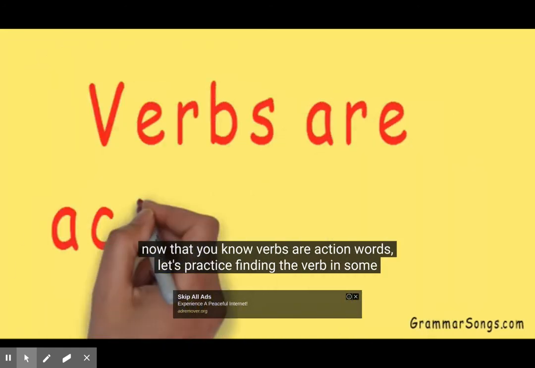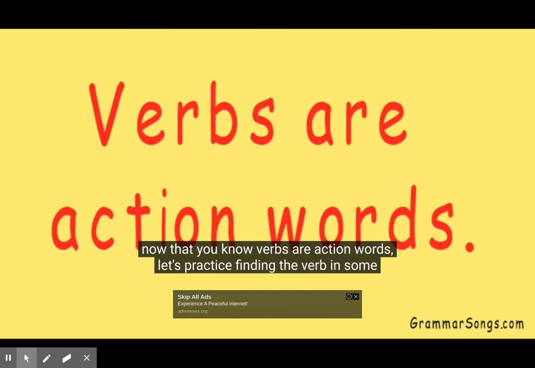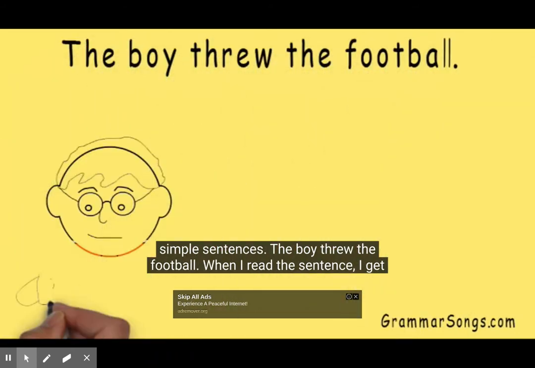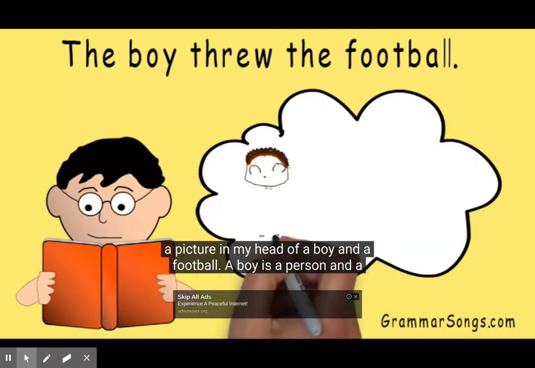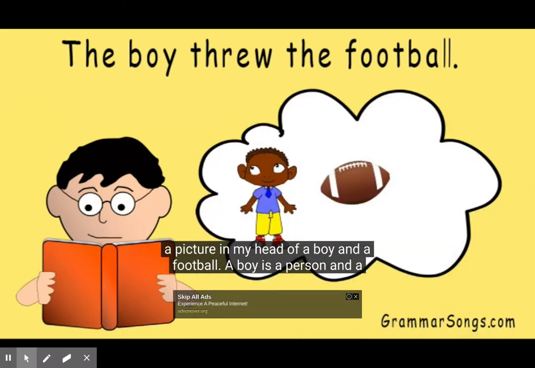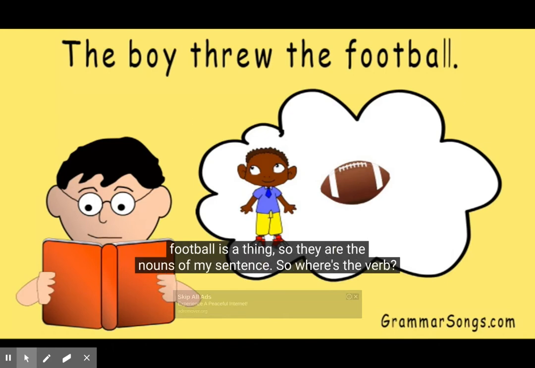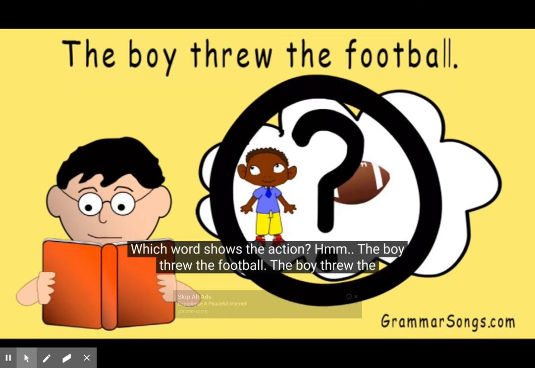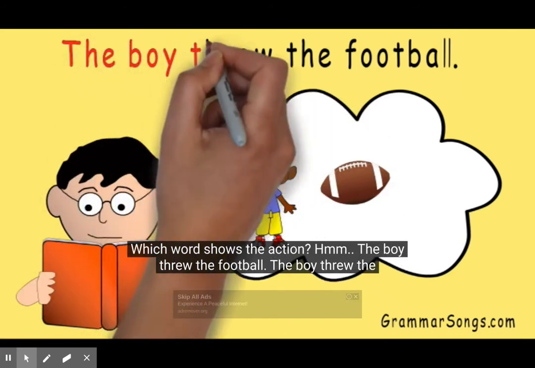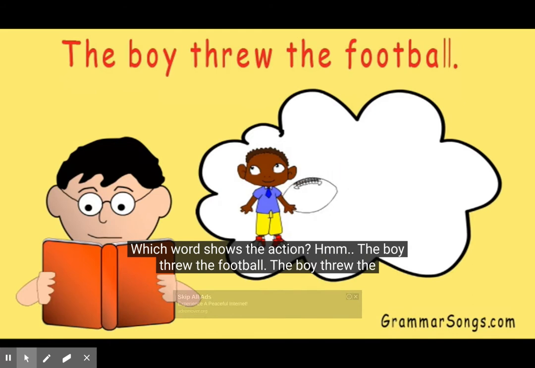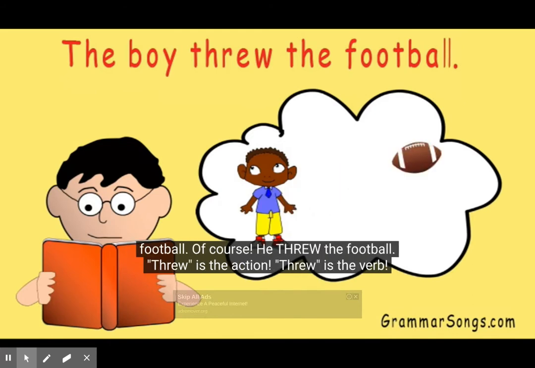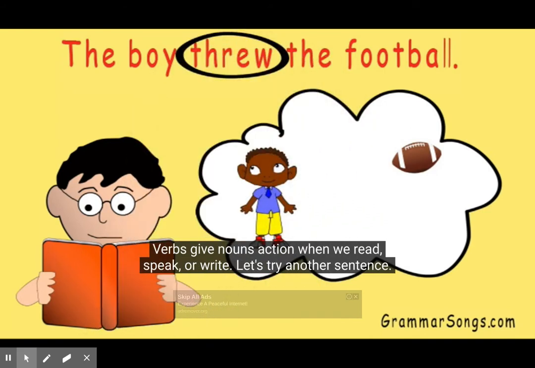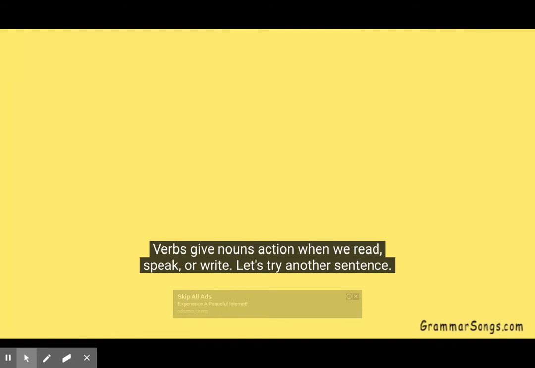So now that you know verbs are action words, let's practice finding the verb in some simple sentences. The boy threw the football. When I read this sentence, I get a picture in my head of a boy and a football. A boy is a person and a football is a thing, so they are the nouns in my sentence. So where's the verb? Which word shows the action? The boy threw the football. Of course, he threw the football. Threw is the action, threw is the verb. Verbs give nouns action when we read, speak, or write.